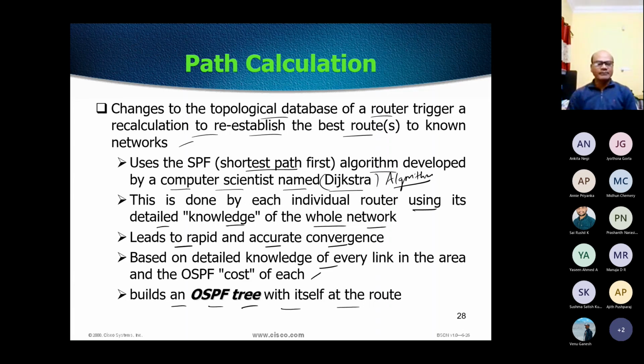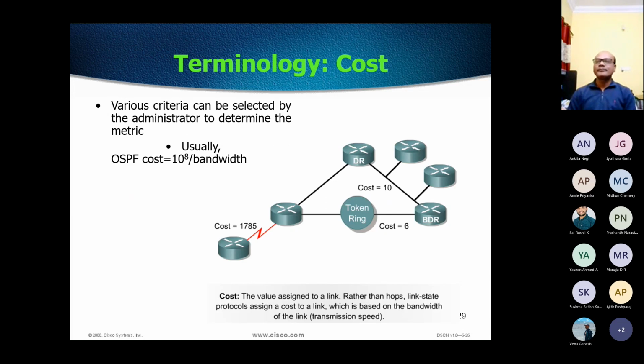So how many routers have been connected? How are we going to calculate the bandwidth here? Your OSPF cost is calculated as 10 to the power of 8 divided by your bandwidth. This is the thing, guys. Here the lowest cost is the best. This is the best route. I think we'll discuss cost in the coming slides. What is the cost?